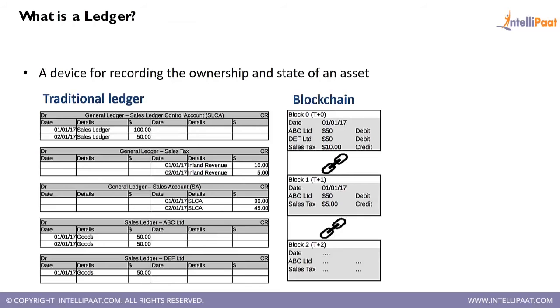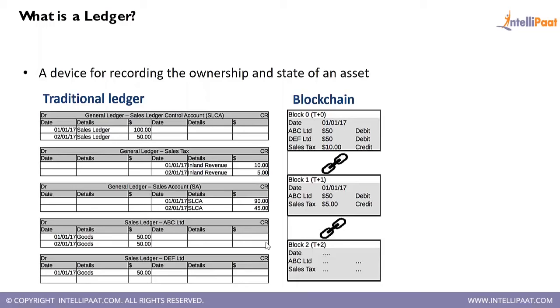So, a device for recording the ownership and state of an asset. As I said, a ledger is nothing but bookkeeping or record keeping of what you transact over a network, or you record the state of an asset, because the ownership of an asset changes when you transact it between two parties, like debit and credit, what we talked about.